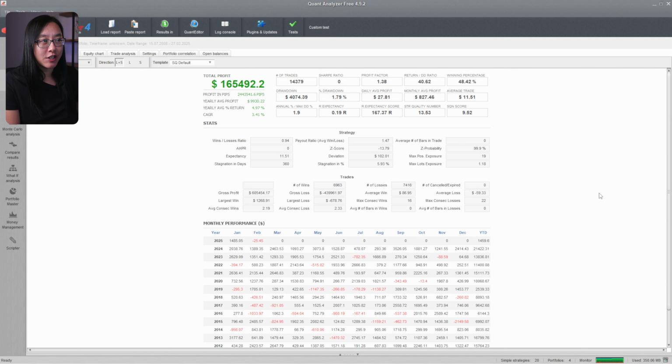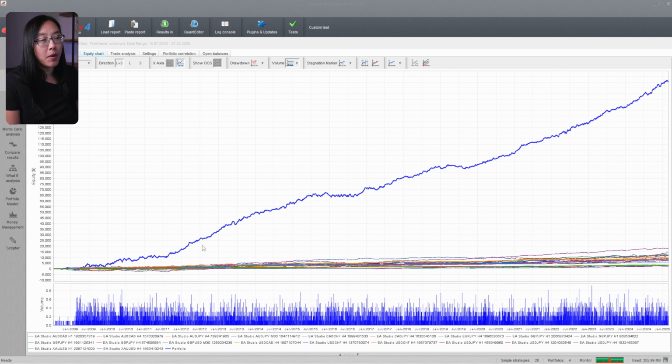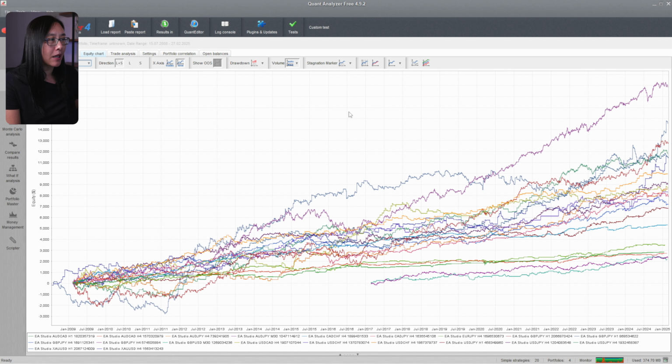At 20 strategies, the portfolio is now making $165,000 in profit with only a $4,000 drawdown. And the overall portfolio chart is looking pretty good. However, it's starting to look really hard to see what the individual equity curves are. So I'm going to switch views to sub-equities only, and you can see they're fairly jagged, all the different equity curves. Some of them have long periods of drawdown, but that's okay. When you add them all up together, you can see a pretty good equity curve.